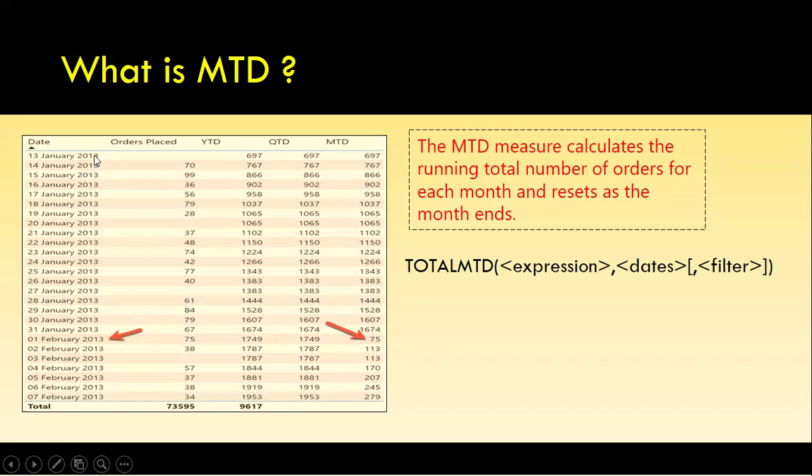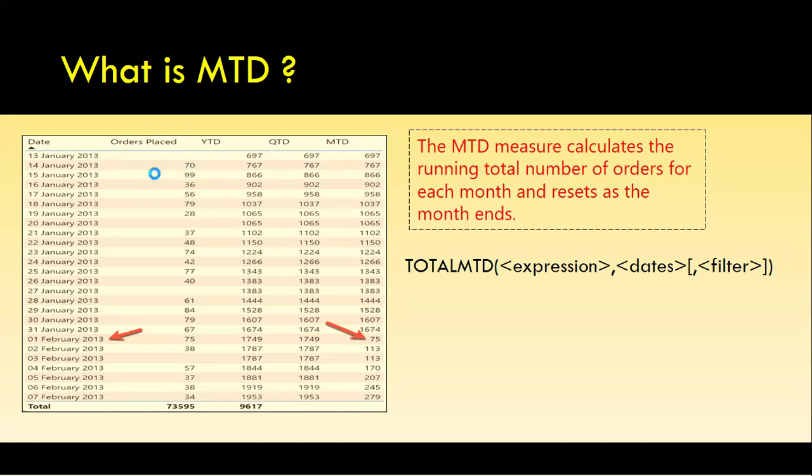this one. See 13 January 2013. On that day, the month to date sales value is 697. And on 14 January, 70 orders we received. 697 plus 70 is 767. Then on 15th Jan, 99 orders received, and if you add this to the previous, you will get 866. If somebody asks on 15th January for the month to date orders, you have to say 866. Starting from the beginning of the current month till date, that is called your month to date.